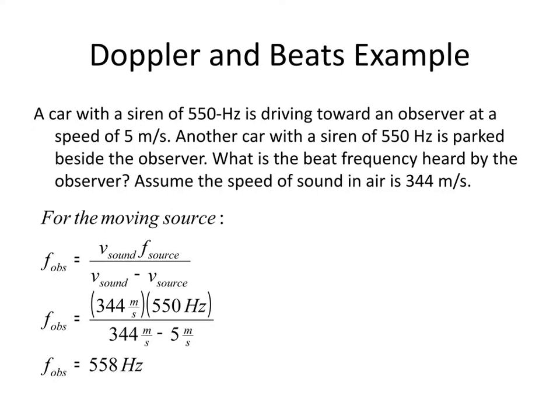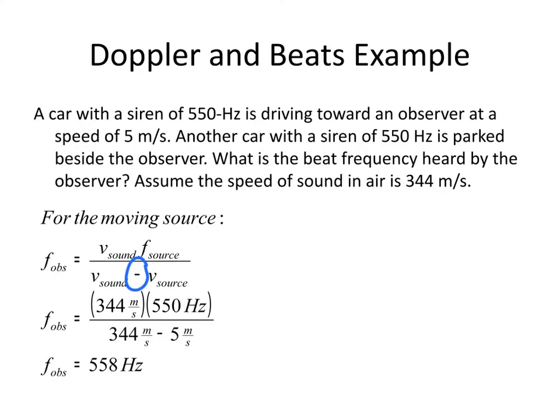So, for the moving source, here's our Doppler effect formula that you might recall from earlier on. So we'll put the speed of sound in there and we'll substitute the frequency of the source as well. So we get the observed frequency of 558 Hertz. And this is when the source is approaching the observer. That's why we use the negative there.